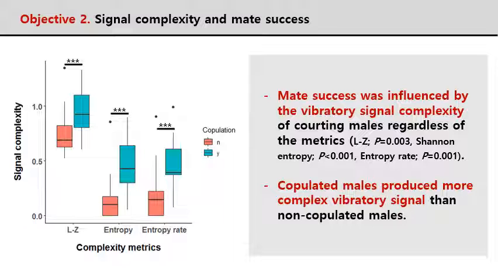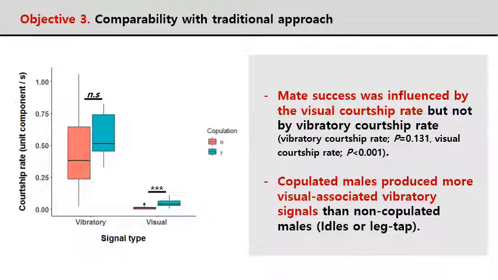Copulated males produced more complex signals than non-copulated males. As the previous study suggested, we found a significant effect of visual courtship rate on the mating success. But general vibratory courtship rate did not have an effect on mating success. Thus, copulated males produced more visually associated vibratory signals, like idles and leg taps, than non-copulated males.